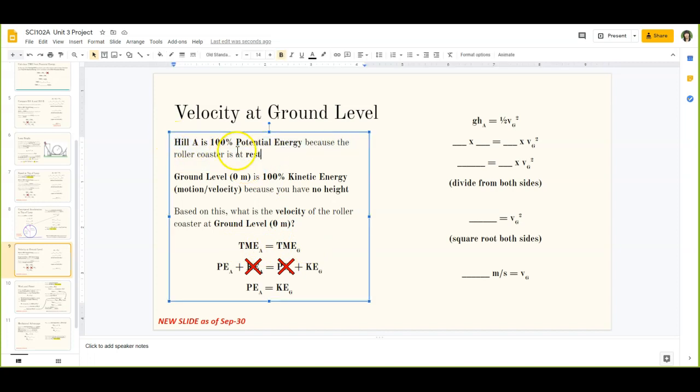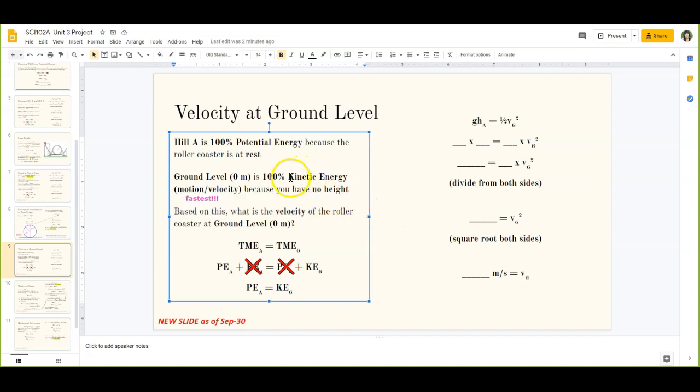Hill A is 100% potential energy because it starts at rest. There's no kinetic energy, so you can cross out the kinetic energy part on the left-hand side. Again, this goes back to a previous lesson. Make sure you've watched that lesson and understood it. At ground level, it's 100% kinetic energy actually, meaning your fastest motion, fastest velocity, right? So this is going to be the fastest that you move on your roller coaster.